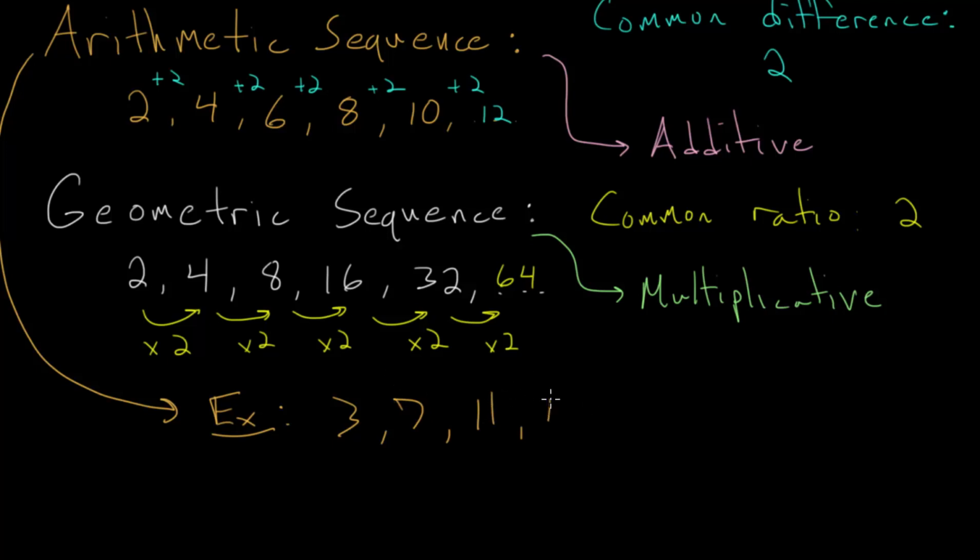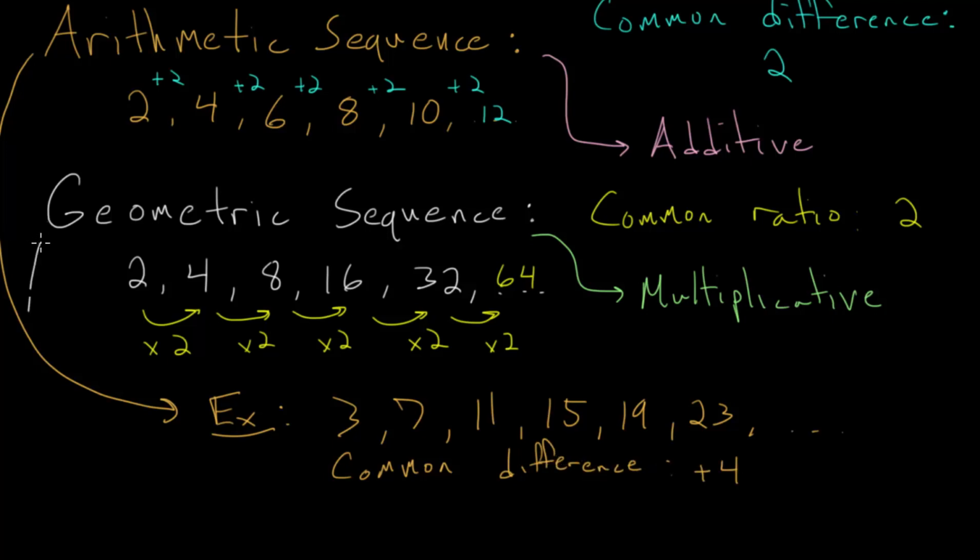So 11 plus 4 gives us 15. 15 plus 4 gives us 19. Adding 4 gives us 23, and it will go on forever. So in this case, our common difference is positive 4.